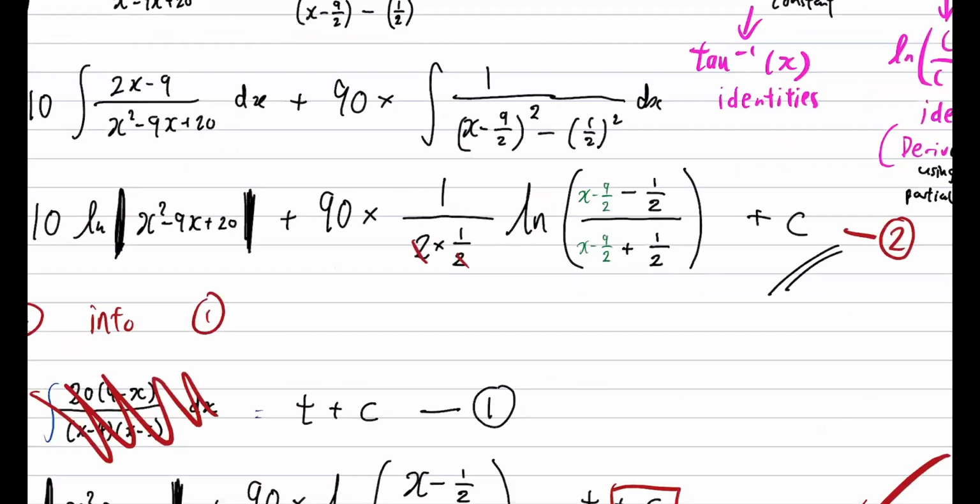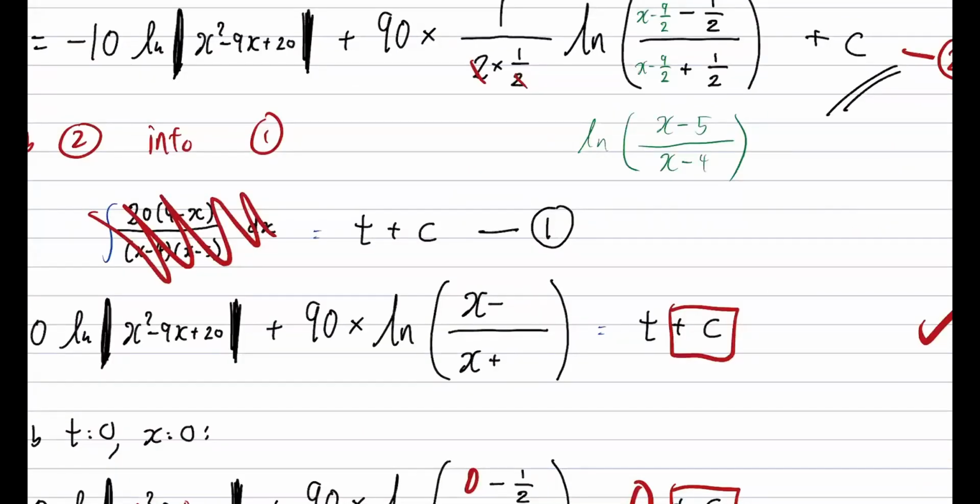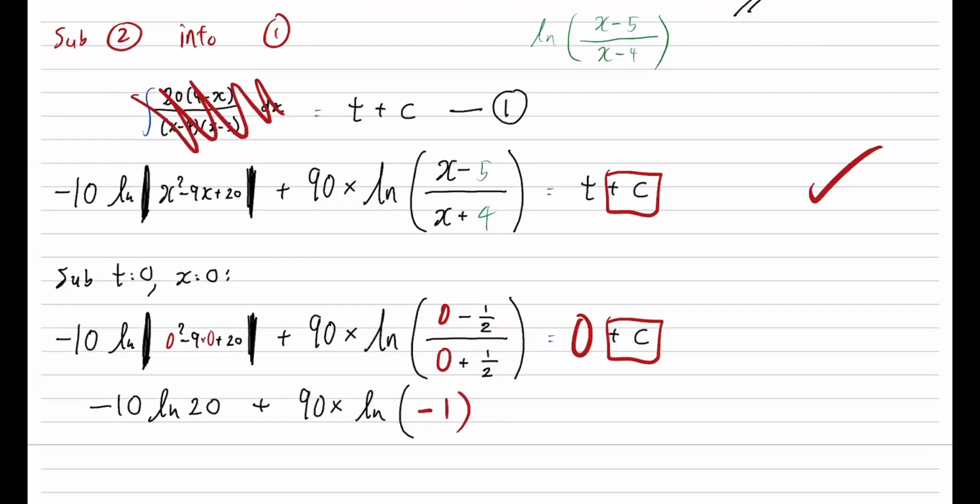Okay. Which simplifies to ln of, let's see, minus 9 over 2 minus 1 over 2. Oh, it's just minus 5. Then minus 9 over 2 plus 1 over 2 is actually minus 4. So x minus 4. Okay, then x minus 5 and 4. Continuing, we get 5 and 4. It's still negative. That is not supposed to be the case.